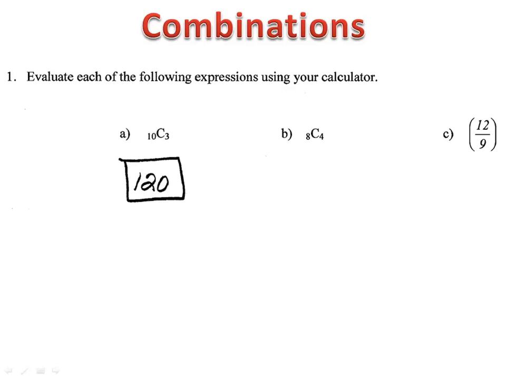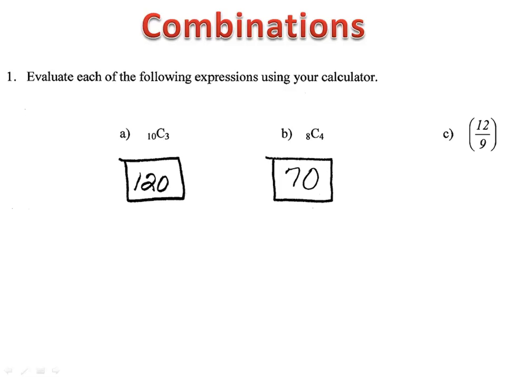Example B, we have 8C4. Evaluate that. We plugged it in our calculator, and we ended up with 70. If we had 8 students interested in going, and we were picking 4, there are 70 different groups of 4 that we could choose.